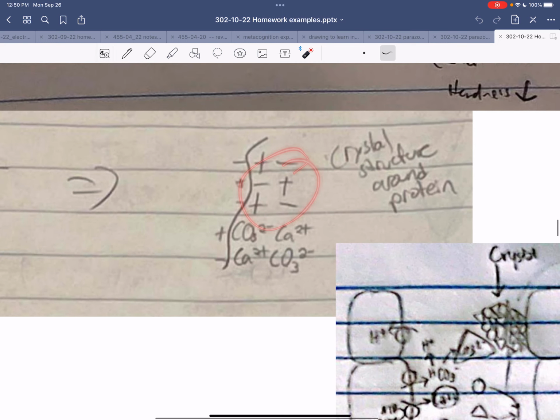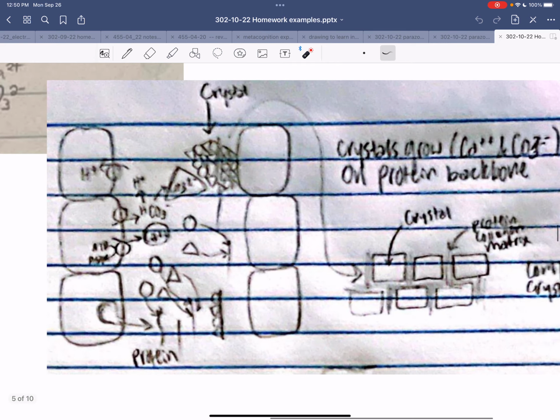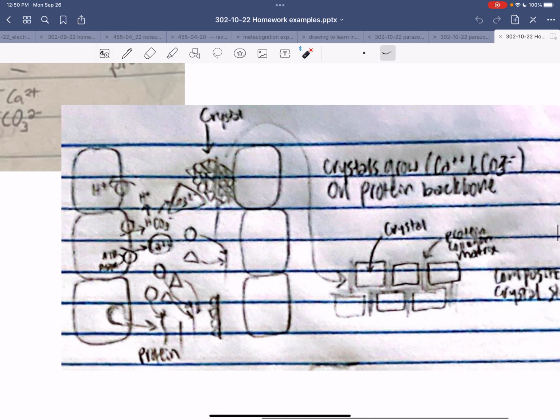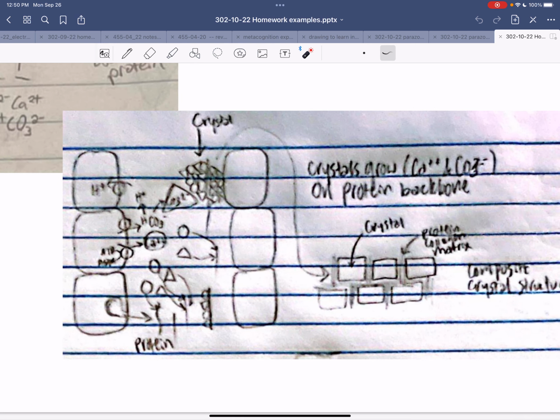This also shows it expanding. Here's another one showing the same thing. All these were good.